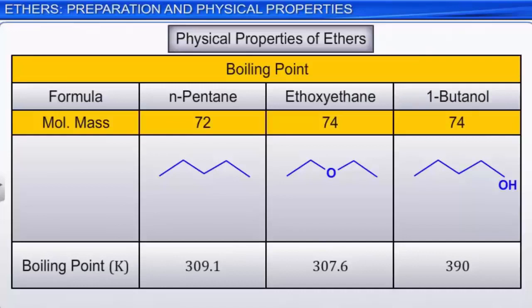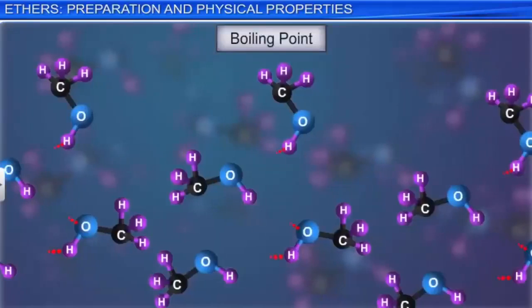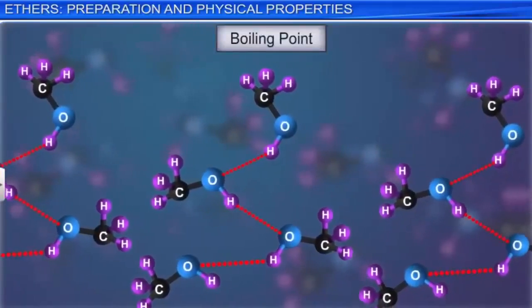For example, n-pentane and ethoxyethane have very similar boiling points. However, ethers have lower boiling points than alcohols. Butan-1-ol has a much higher boiling point than ethoxyethane. This is because alcohols can participate in intermolecular hydrogen bonds while ethers cannot.